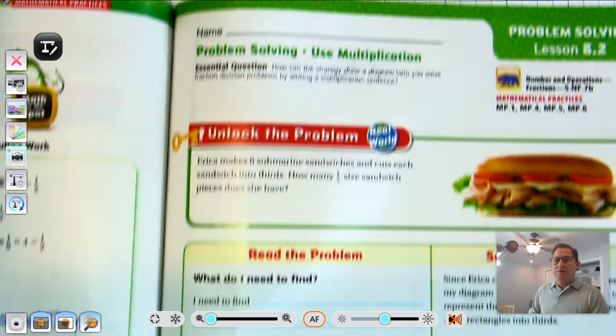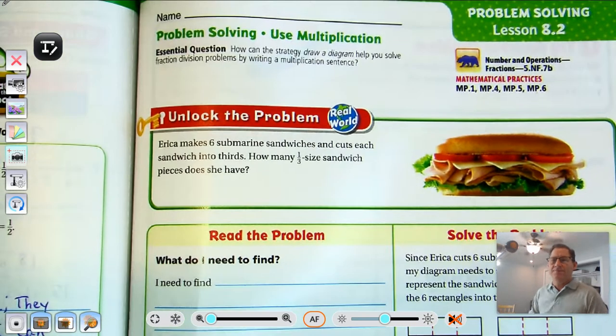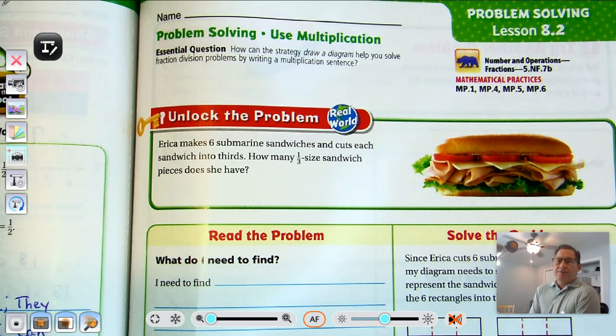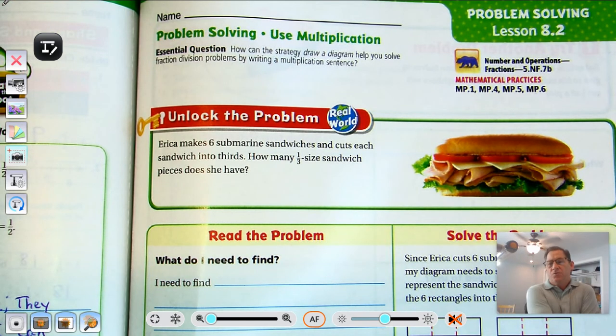Hello, everybody. All right, so we're going to continue with chapter 8. And in today's lesson, problem solving, use multiplication. Our essential question is how can you use the strategy draw a diagram to help you solve fraction division problems by writing a multiplication sentence? So we're on page 361 of the fifth grade Go Math textbook.